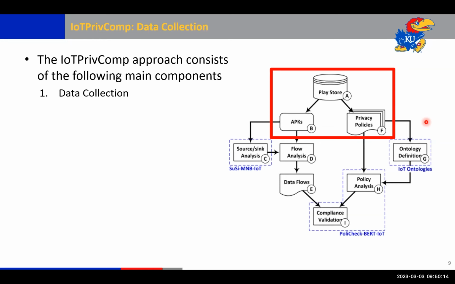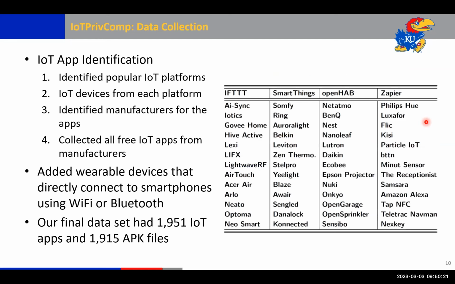This is a figure of our framework. First, we did data collection. There are certain popular IoT platforms. They have a list of IoT devices. So what we did, we captured the list of IoT devices first from these popular IoT platforms. Then we looked for their manufacturers on Google Play Store. Then we captured all the free IoT apps from those manufacturers from the Google Play Store.